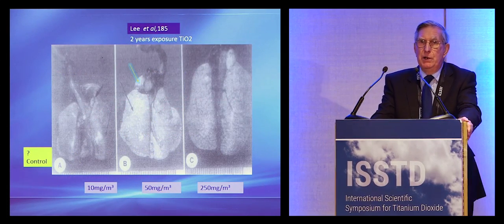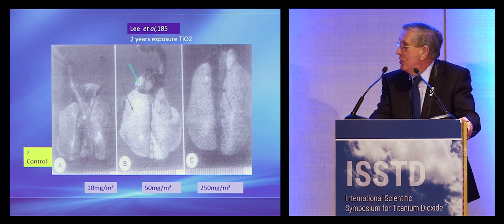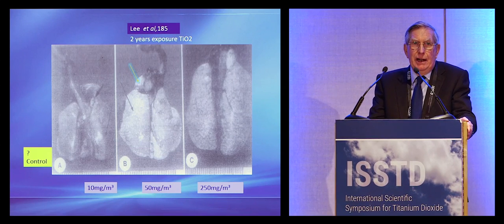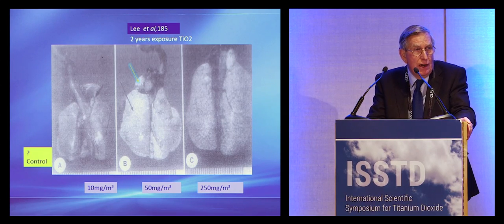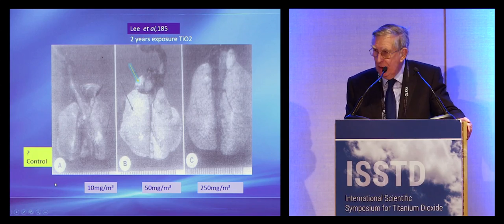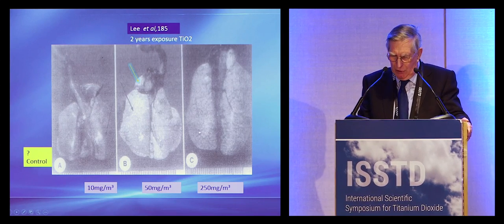This is taken from Lee's work, not a very good paper. He doesn't show you what the controls are like, but nevertheless you do see here a profound, dose-related change in the size of the lungs and the appearance of the lungs. This marbled appearance was a reflection of alveolar changes.